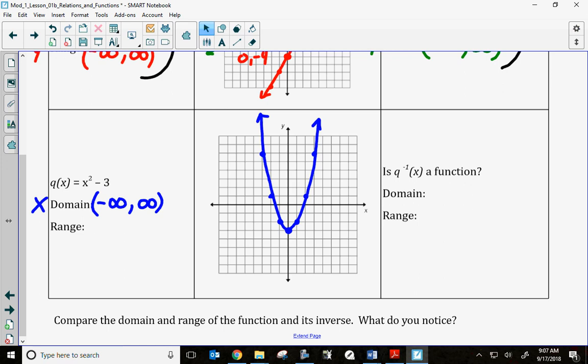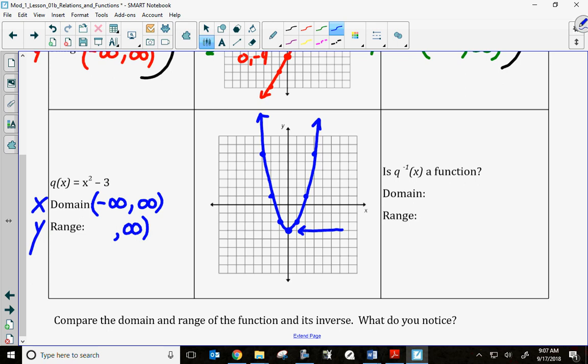Range. That's my y variable. That's the up and the down. I'm going to tell you right now, yeah, it looks like it goes up forever. It looks like it goes to positive infinity. And it does. But what about the low end? How far down is it? It only goes as low as the vertex. Remember, a parabola has a vertex.